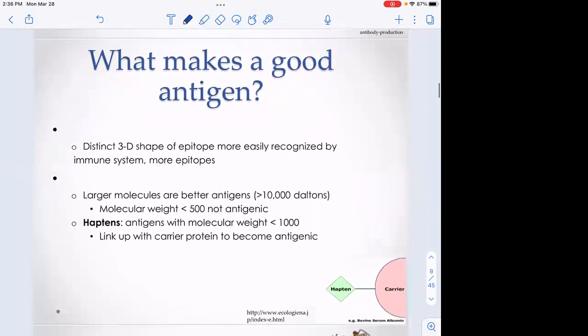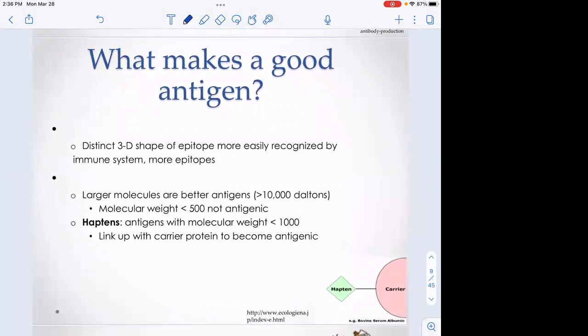So what makes a good antigen? What I mean by that is, what is it about a molecule that makes it elicit a really good, strong immune response? We look at several things. We look at the shape, or what goes hand in hand with that, the complexity of the molecule. If it has a really distinct 3D shape, if it's a complicated molecule, then it's going to have a lot of epitopes and likely be recognized by our immune system.